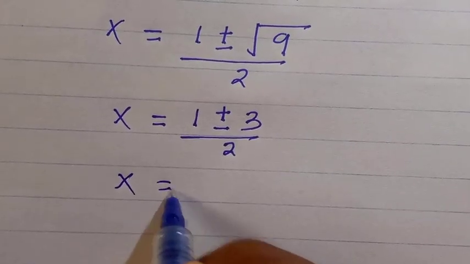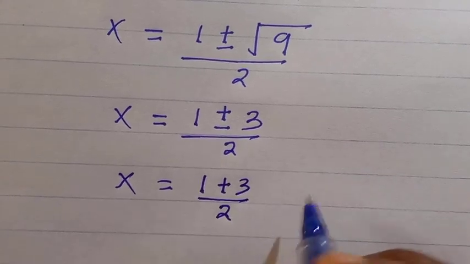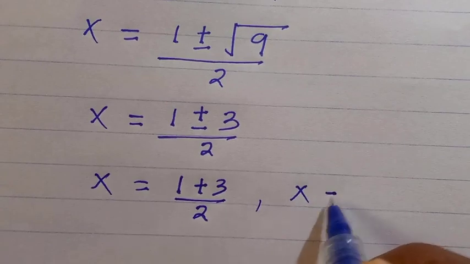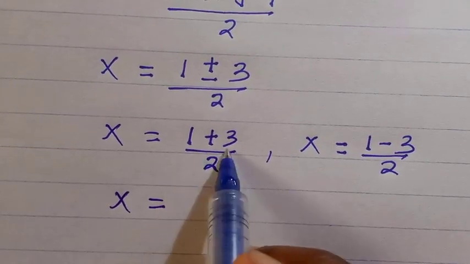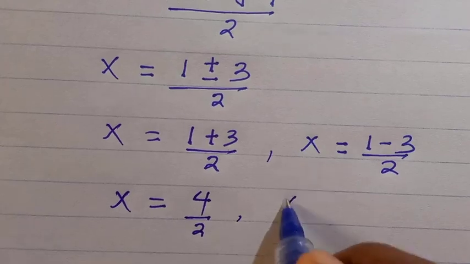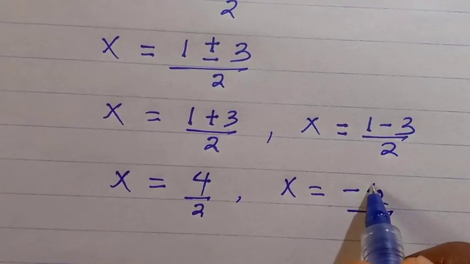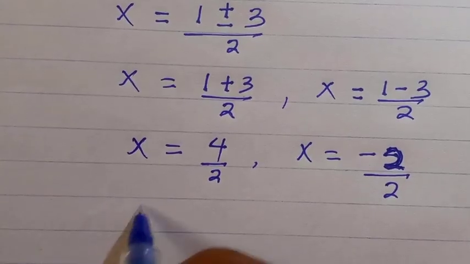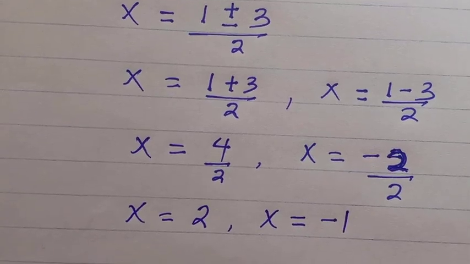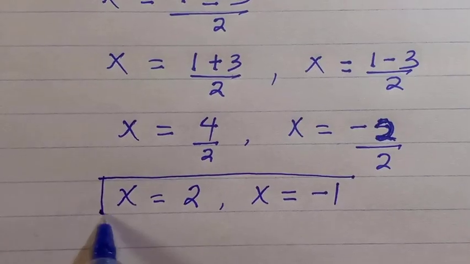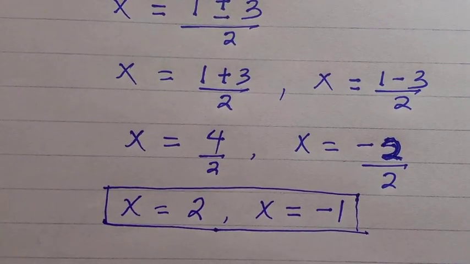And again we have x equals, so we separate this with plus and minus. For the plus, we have 1 plus 3 divided by 2, while the other part of x is 1 minus 3 divided by 2. Therefore, x equals 1 plus 3, that is 4 over 2, and x equals 1 minus 3, that is minus 2 divided by 2. And here x equals 2 and here x equals minus 1. So here are the solutions that satisfy this interesting exponent algebra problem.